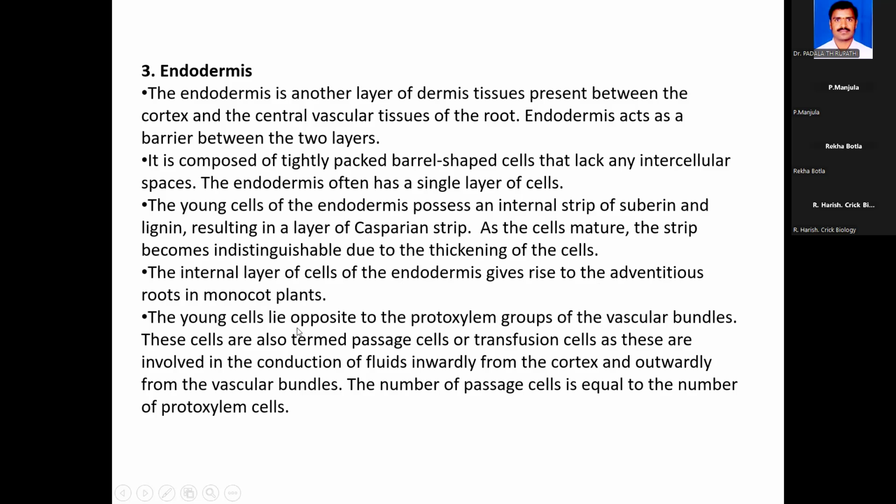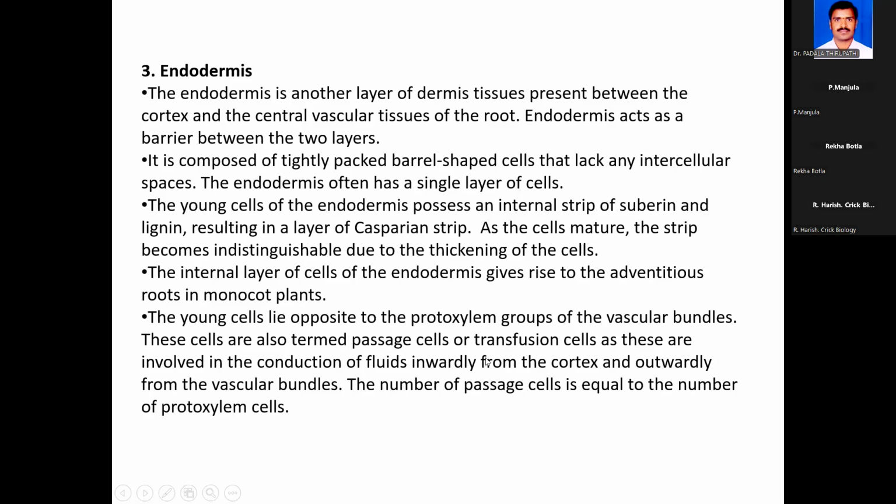The young cells that lie opposite to the protoxylem groups of the vascular bundle are also termed passage cells. So another term, passage cells, is also seen in the roots. It is absent in the stem.